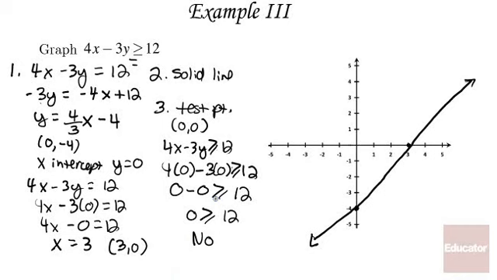Since this does not satisfy the inequality, 0, 0 does not lie in the half plane where the solutions are for this inequality. So this is not the correct half plane. Instead, I'm going to go to the lower half plane and shade that in.